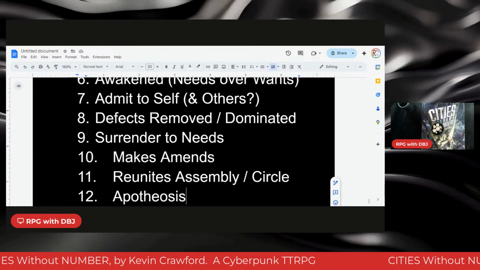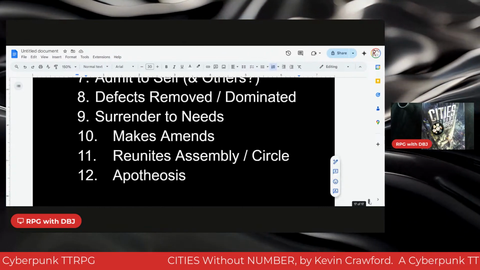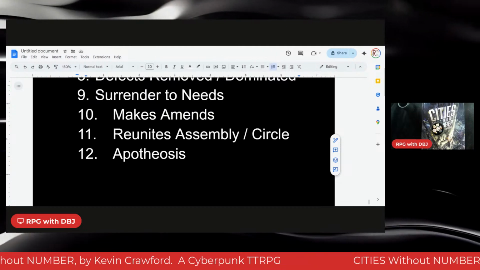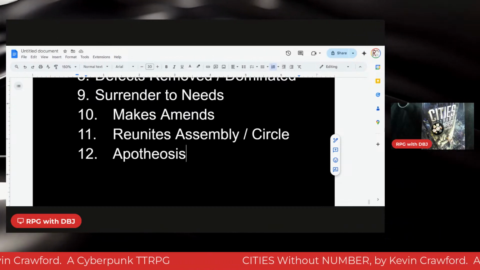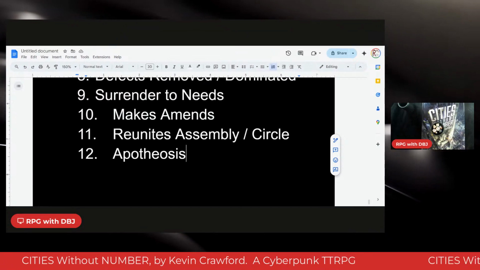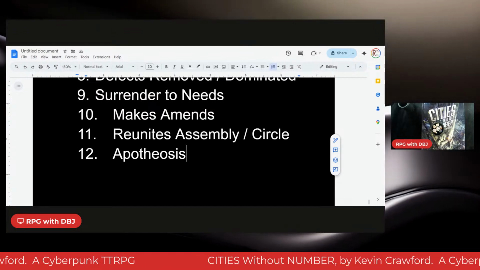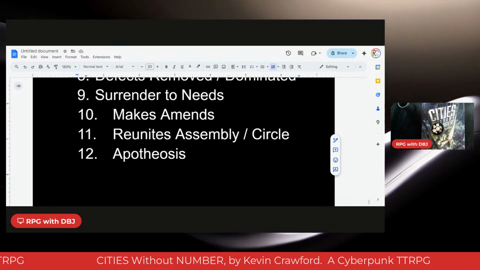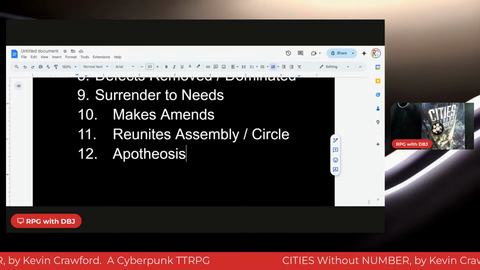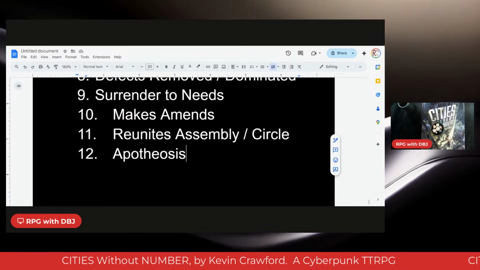It could be temporary, but for the most part, okay, needs over wants, right? They surrender to their needs. They try to make amends to the people, whether they committed a crime or something like that. They reunite with the assembly or the circle, and then apotheosis. Apotheosis is the transformation of the character. The character is no longer who they used to be, or at a minimum, temporarily in the story, like Wolverine: oh, now I've got my X-Men, I'm with the family until something else happens, and then his wants start dominating again, and we tell the story over and over again.